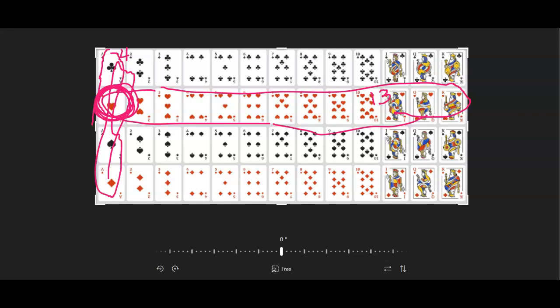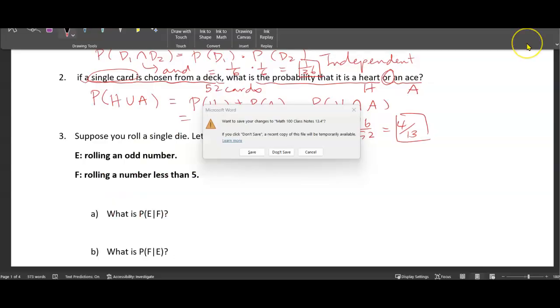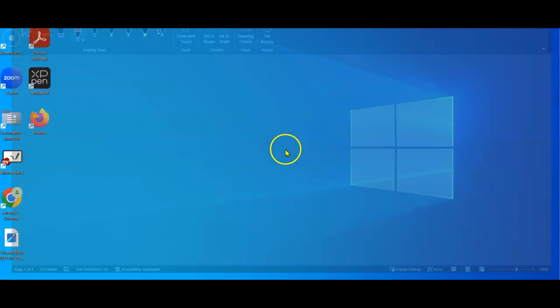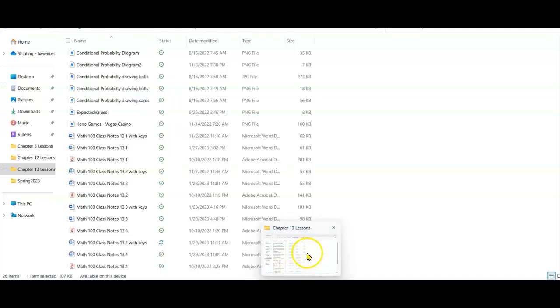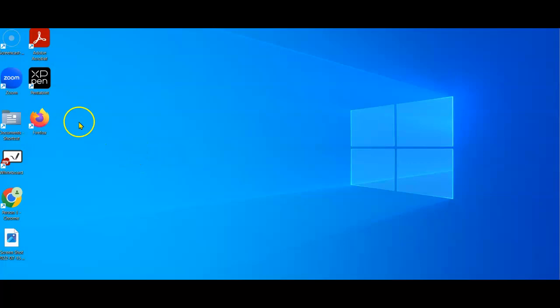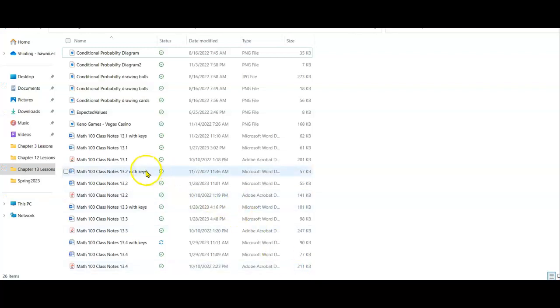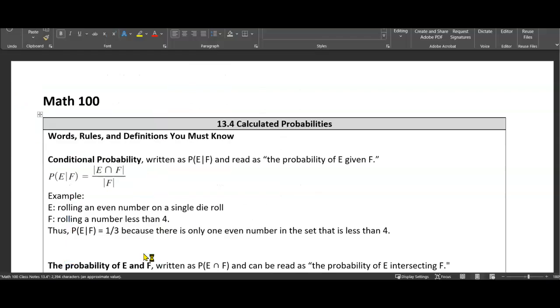Oops, how do I get out of here? Exit drawing. Okay, I don't want to save. Oops, what did I do? I think I just exited out of our... okay, made a boo-boo there, start over again.